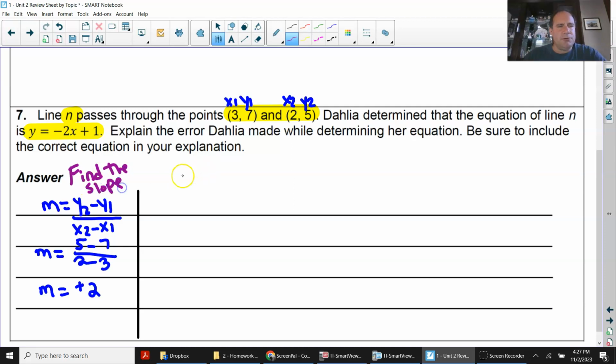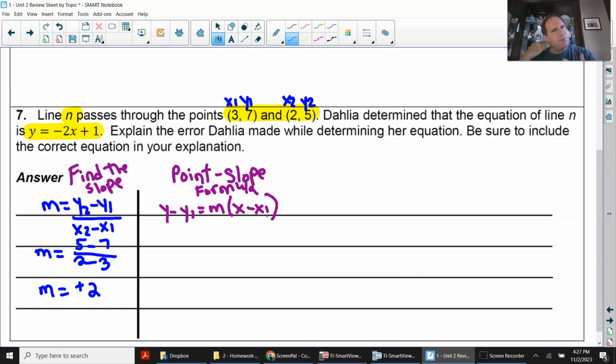Now, you could use the point slope formula. So you have to remember what the point slope formula is, and it's y minus y1 equals m times x minus x1. I like this formula the best because once you substitute the numbers in, if you can remember the formula, you get the equation of the line.